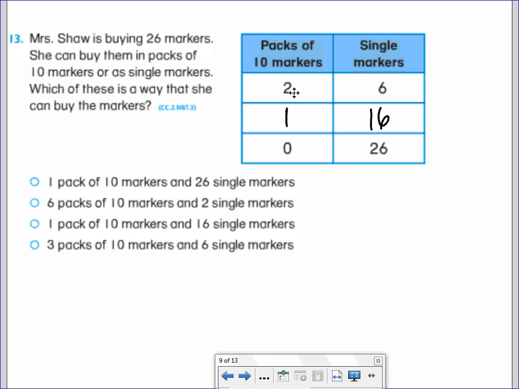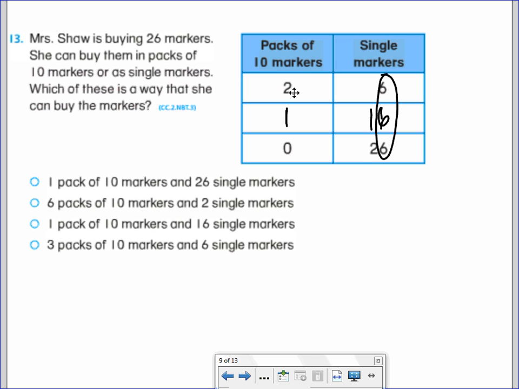Could I ever have an answer in this row like this? No, that would mean I'm changing the number, right? We always have to have the same digit in the ones place. Okay, so what's our answer? Which choice matches what we wrote in the chart?